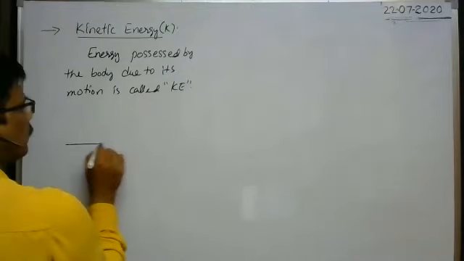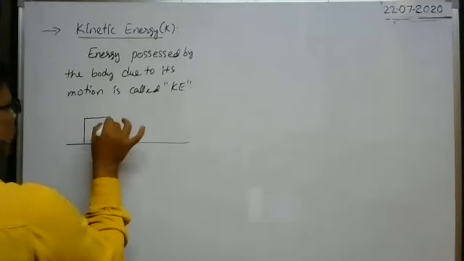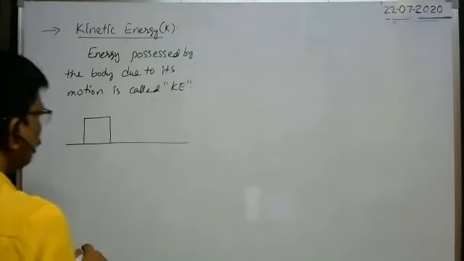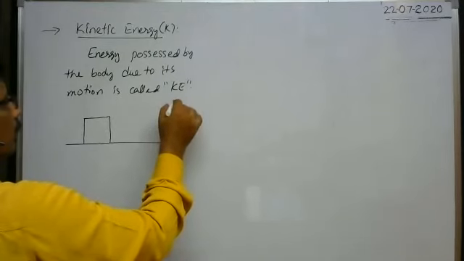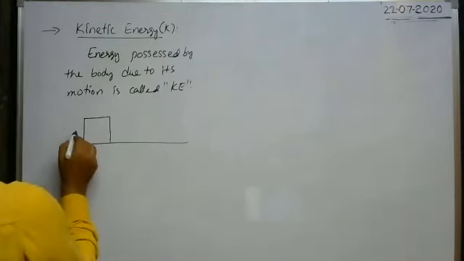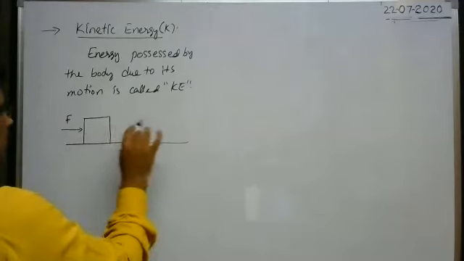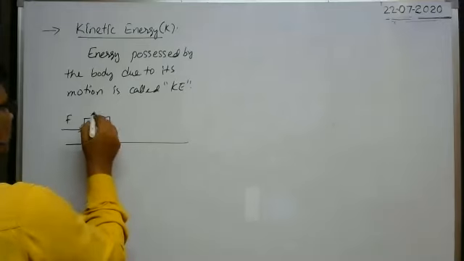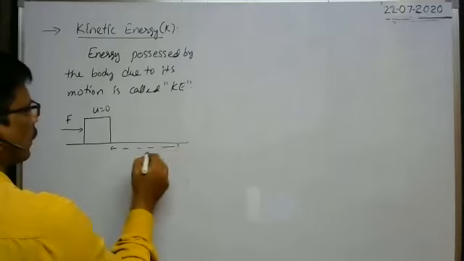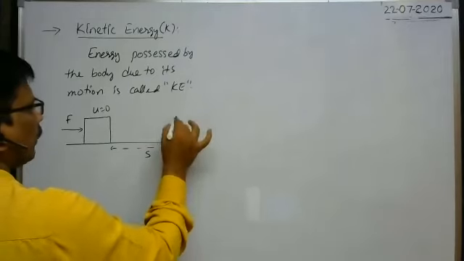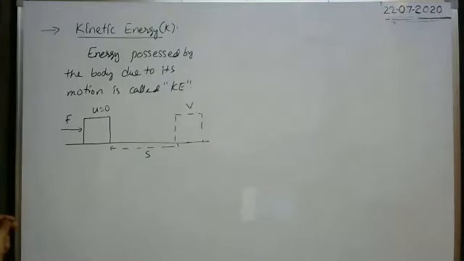How we can calculate: suppose there is a body. Suppose by applying some force along the direction of its motion, initially the body is at rest. Whenever the body has been displaced through a certain distance due to the application of force, the body acquires a velocity v.